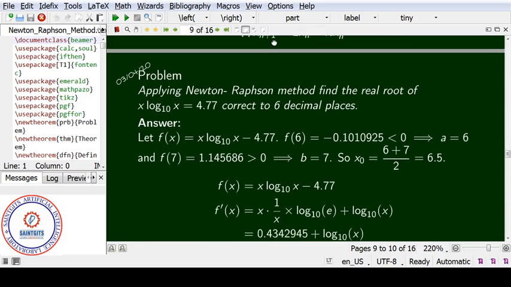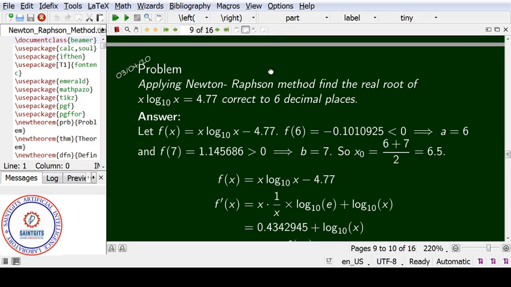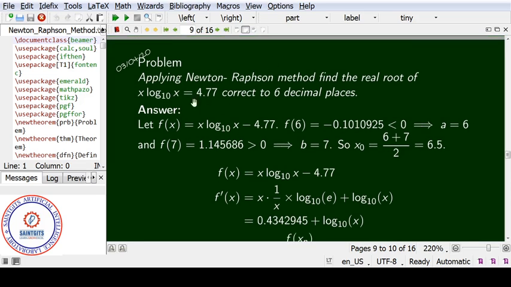So the next problem is the solution of a transcendental equation. This equation is called transcendental because it contains a logarithmic function. As in the previous case, I take this 4.77 into the left side and then call it f of x. So f of x equal to x log to the base 10 x minus 4.77. Then here also I am using bisection. I am trying to find a point a which gives a negative value to this function f of x, and another point b which gives a positive value to this function f of x.